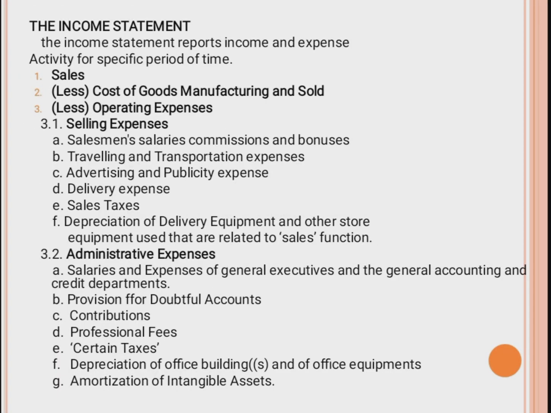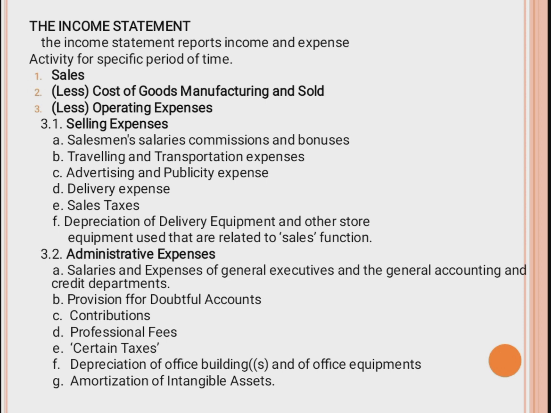Next, the income statement. The income statement refers to income and expense activity for a specific period of time. Number 1, sales. Number 2, less cost of goods manufactured and sold. Number 3, less operating expenses. 3.1, selling expenses. Letter A, salesmen's salaries, commissions and bonuses. B, traveling and transportation expenses. Letter C, advertising and publicity expenses. D, delivery expense. E, sales taxes.